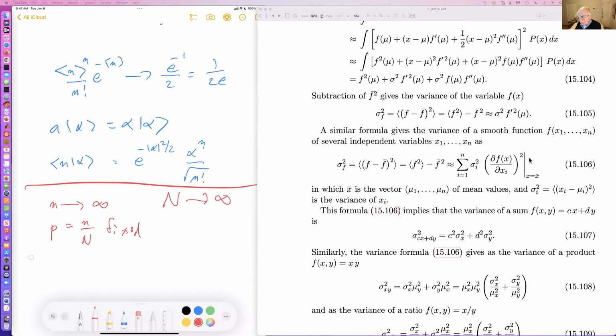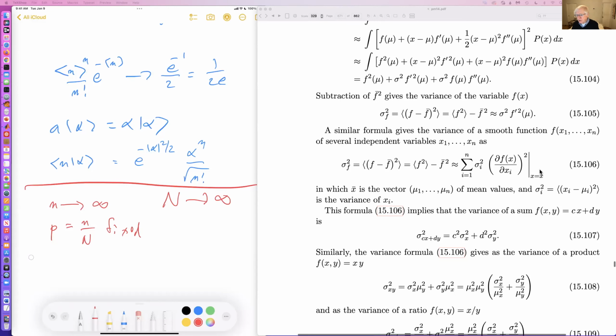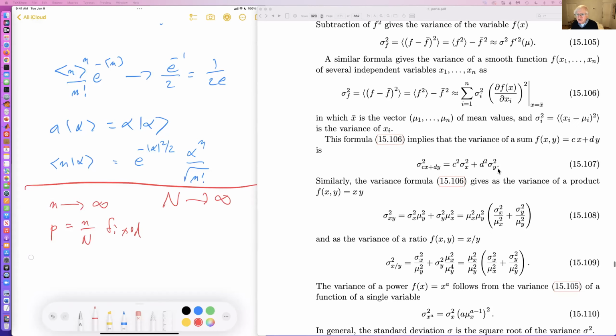And if it's a function of several variables, then what you get is sigma squared for each variable times the second derivative with respect to each variable, and these are all evaluated at the average value of these n random variables.